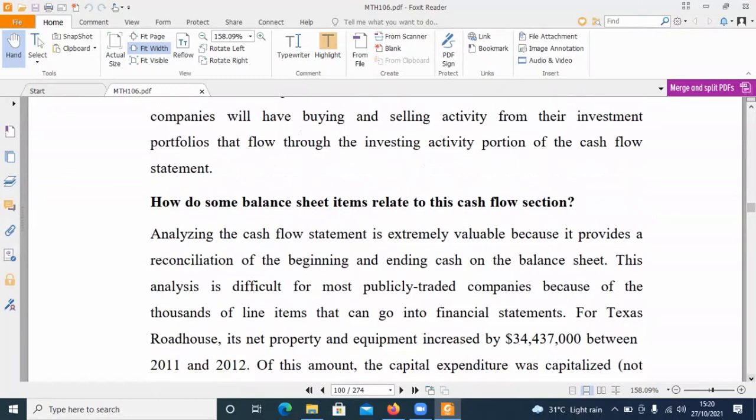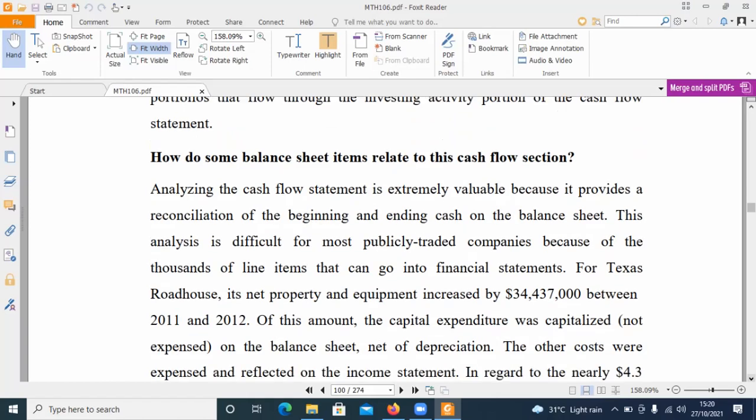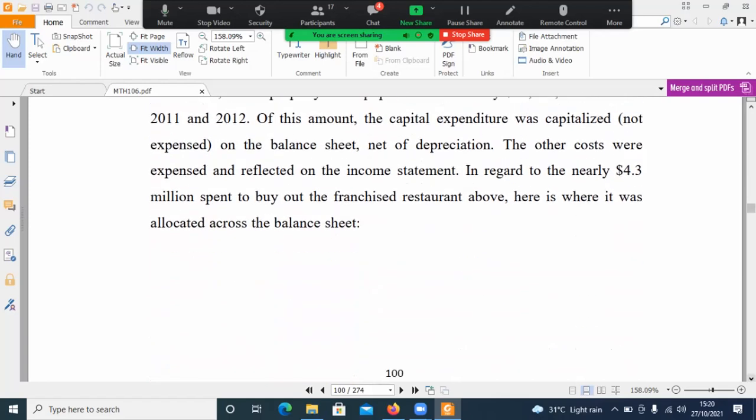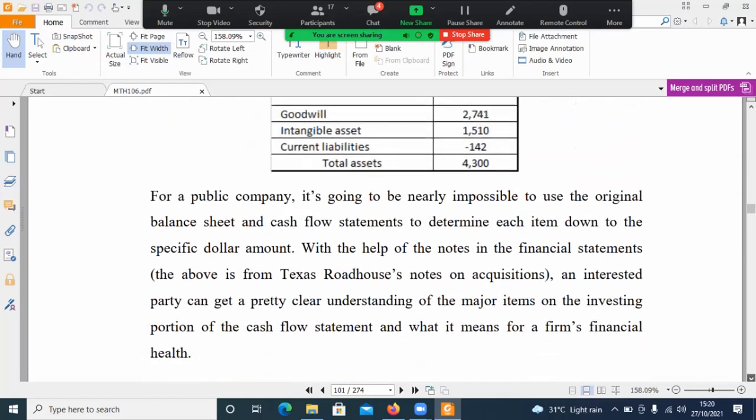And here it talks about how some balance sheet items relate to the cash flow section. So let's take note of some of these things. For some of you that are into business or studying accounting, these are some of the things you come across in what you are being taught. Part of what you are studying is cash flow. So on the balance sheet, one can study and understand if there is a good cash flow in an investment.